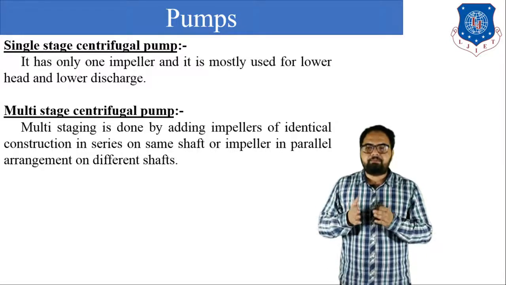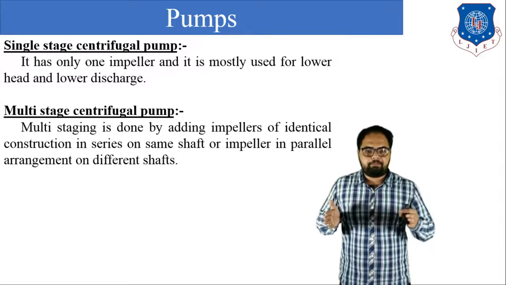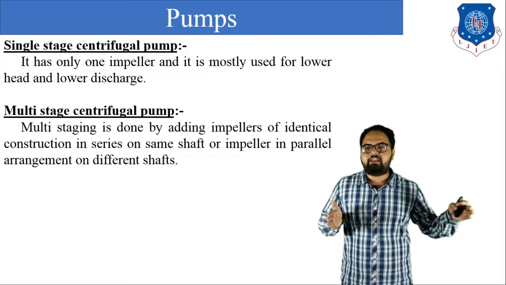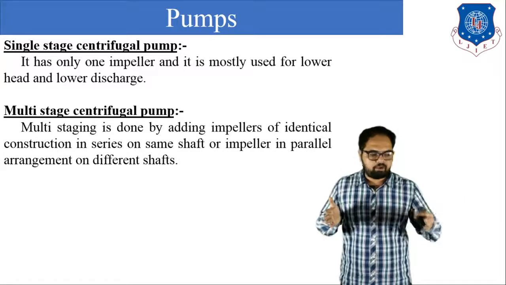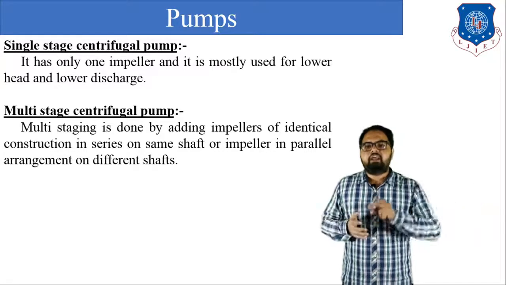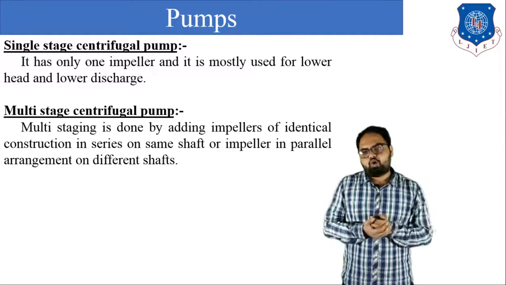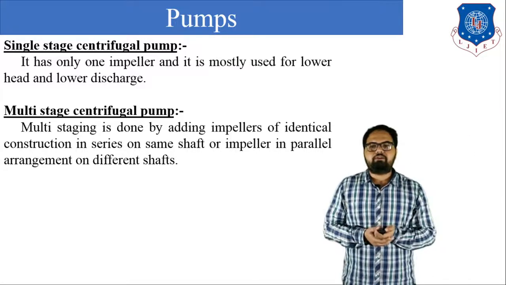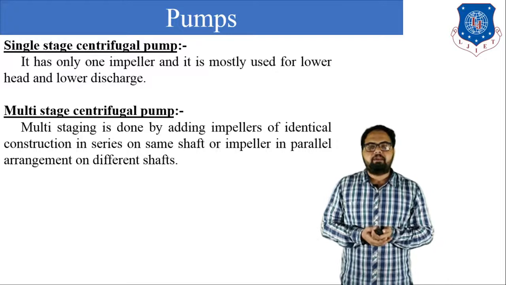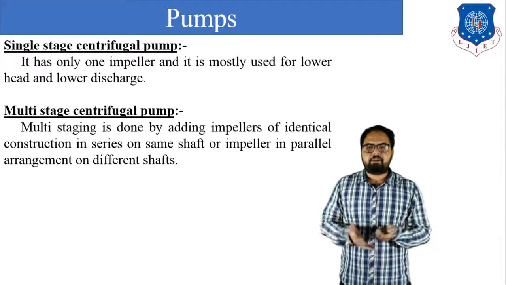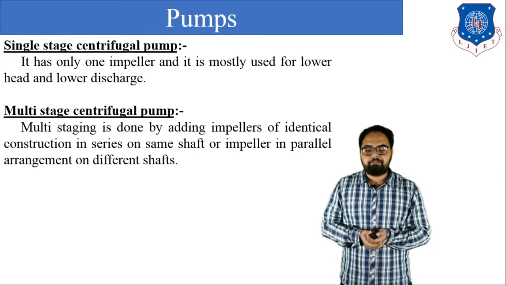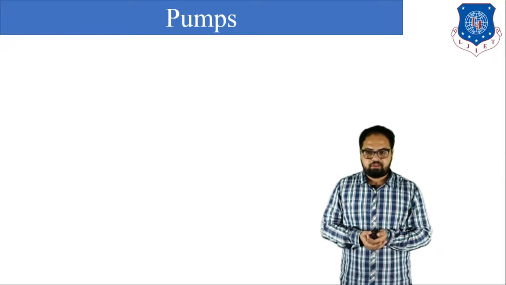While in the case of impeller in parallel, a number of impellers are attached parallelly, or we can say that a number of centrifugal pumps are attached parallelly and the line will be common. So that is the arrangement which is known as impellers in parallel. A submersible pump is the best example of impeller in series.